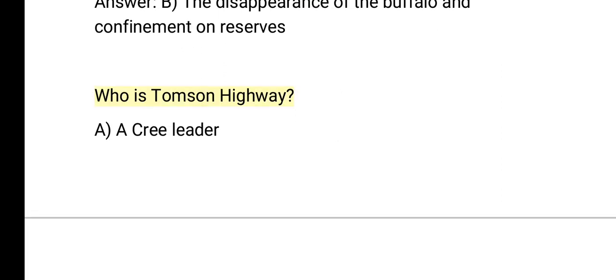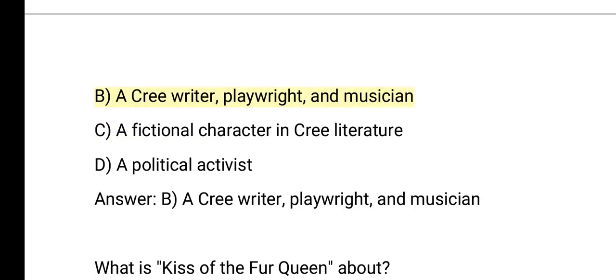Who is Tomson Highway? A. A Cree leader. B. A Cree writer, playwright, and musician. C. A fictional character in Cree literature. D. A political activist. Answer. B. A Cree writer, playwright, and musician.